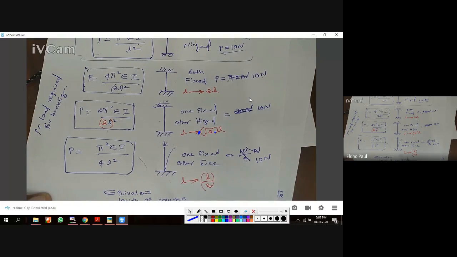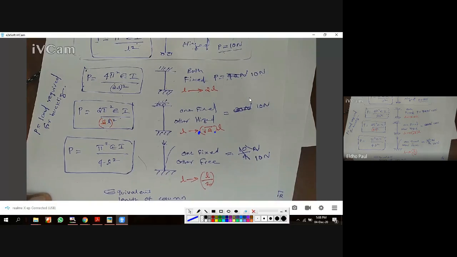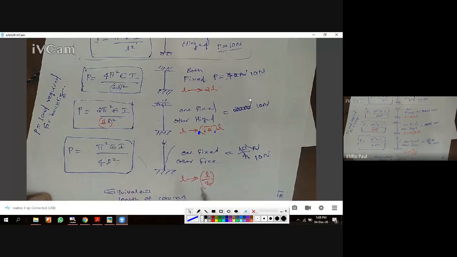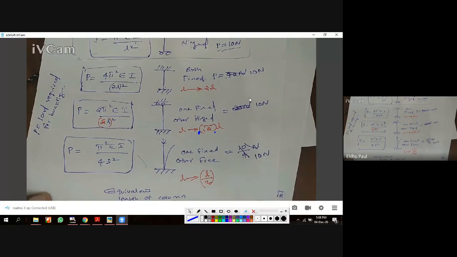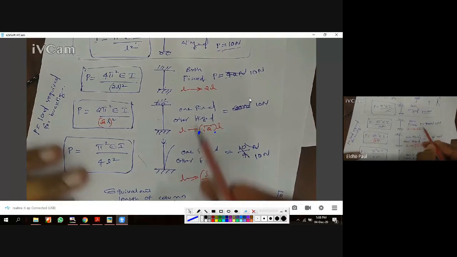So how much is reduced? By half. Initially it was length L. I reduced by half, L by 2. Then buckling load is increased from 2.5 to 10. And these are these 3.